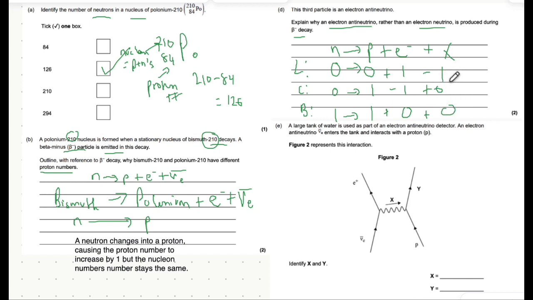So by way of this question, we know that it's an antilepton, we know that it has no charge, and we know that it's not a baryon. The only option is an electron antineutrino. If it was an electron neutrino, then the lepton number would be +1. Hopefully that makes sense to you guys.